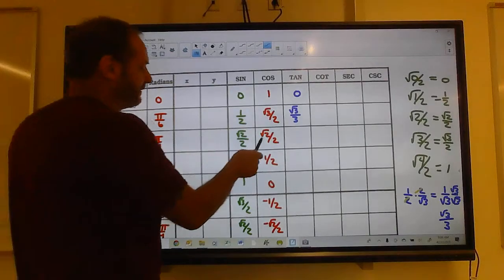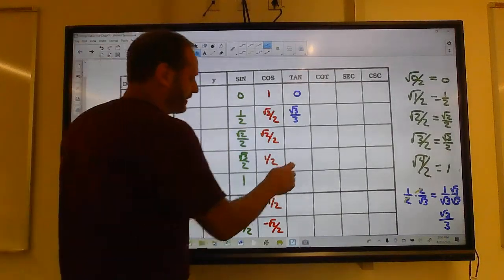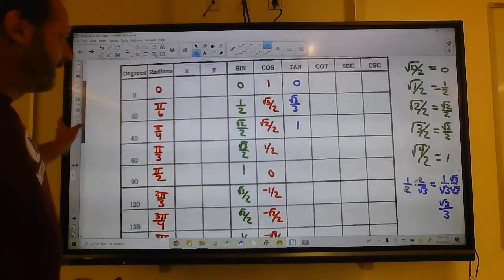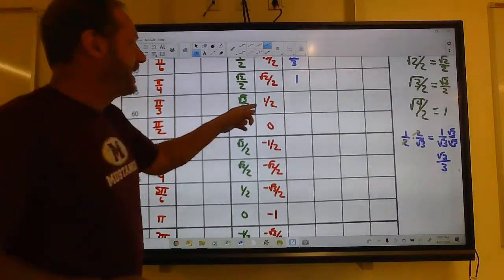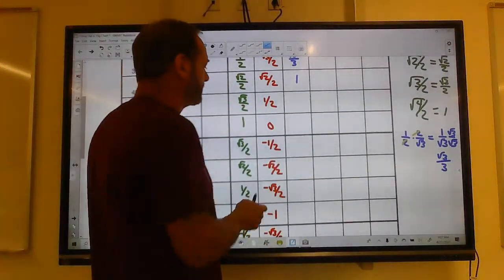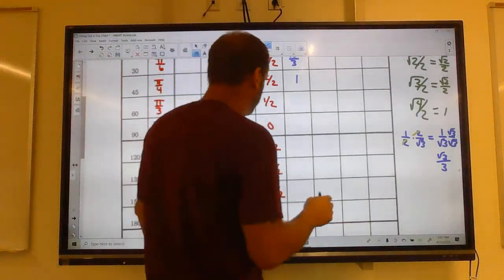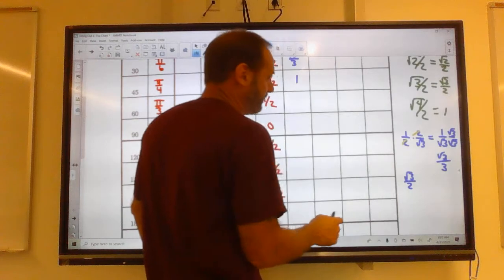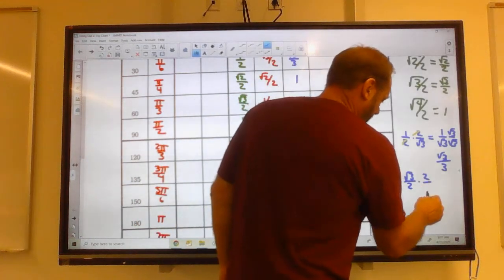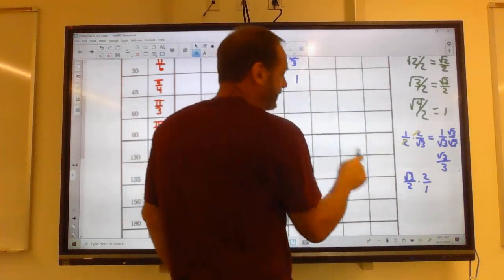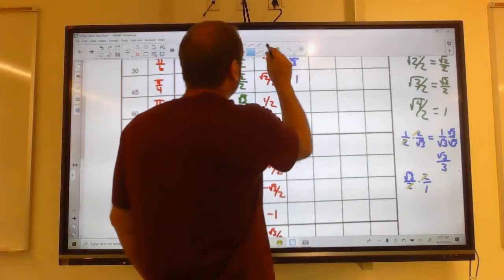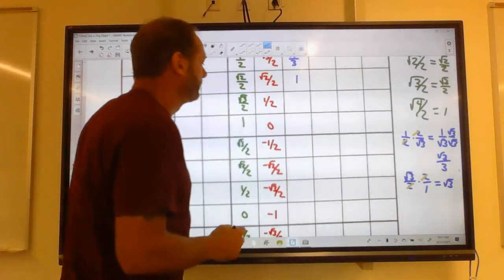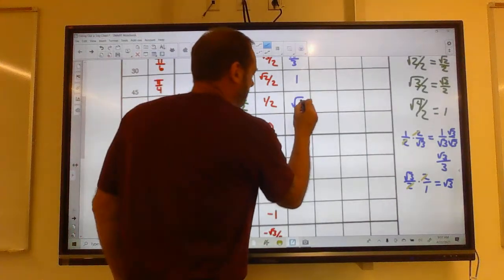Now this one's easy to do. Square root of 2 over 2 divided by square root of 2 over 2, that's just 1. This one I have to do similar to the earlier one, except it's a little easier because I'm dividing by the 1/2. So it's going to be square root of 3 over 2 divided by 1/2, which is the same as times 2 over 1. So again, the 2's cancel out. And this time I just get square root of 3 over 1, which is just square root of 3. So that's going to go right here.